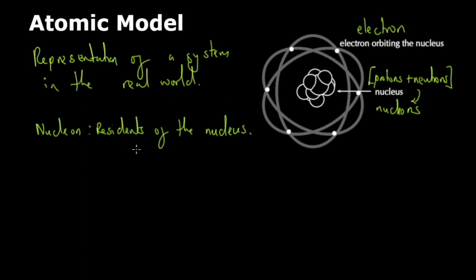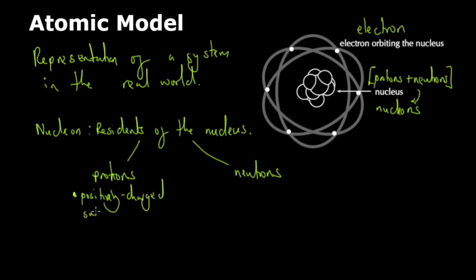So we actually have two there. We have the protons, and we have the neutrons. You are expected to know all of this. The way that you explain protons is that they are positively charged subatomic particles.